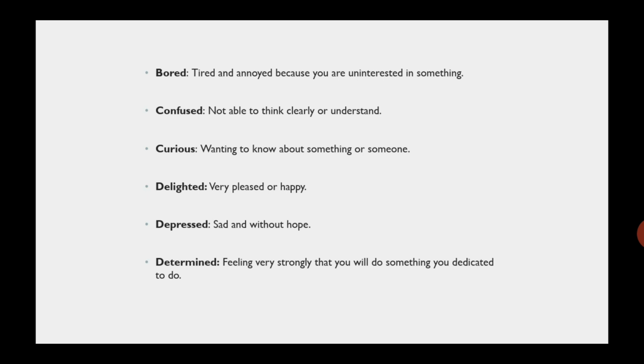Confused, not able to think clearly or understand clearly. Confused means you are not able to think clearly what I am saying, and you are not able to understand what I am saying. And if I ask one question, you are not able to answer that question. So this is called confused. Next, curious, wanting to know about something or someone. So where do we use this word curious? In the laboratories, chemistry, physics, all these labs. So in those labs, if you do some experiment, you will curiously wait for the result.